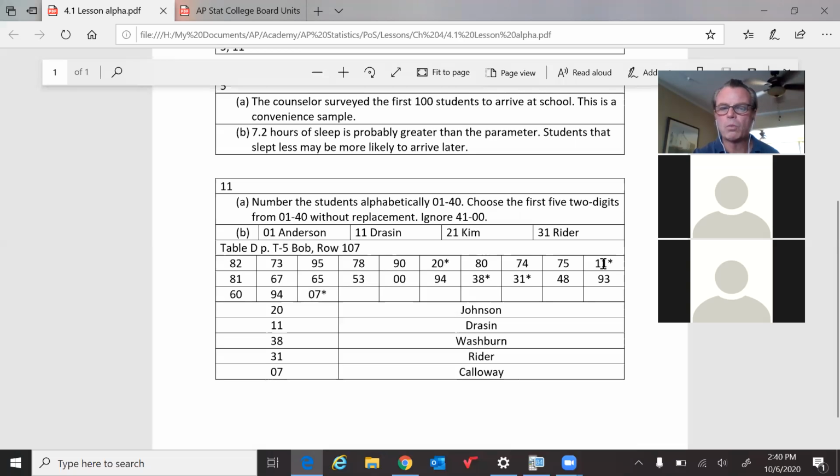And what if you were to get a 20 again? You would skip it, right? Because we're doing this without replacement. Once this child's picked, they're out. So I go through here and I stop after I get the sample size that we want. And we want a sample size of 5, and as far as we needed to go was to 07.